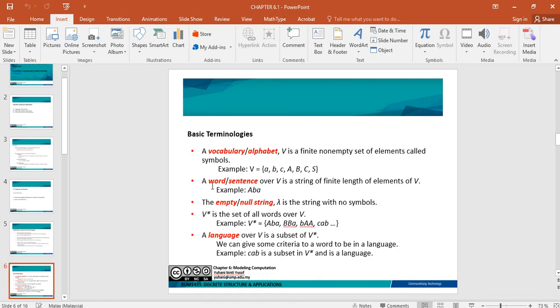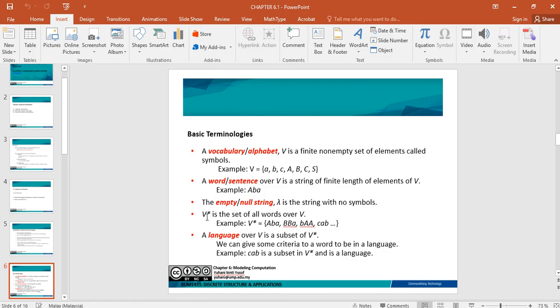What is a word or sentence over V? We know V is a vocabulary. A word is a string, meaning a sequence of characters from the vocabulary, of finite length, with elements of V. For example, you can combine any vocabulary here to form a word. So you can have A, B, A, you can have A, B, C, C, and many more. The empty or null string we denote with lambda, the string with no symbol.